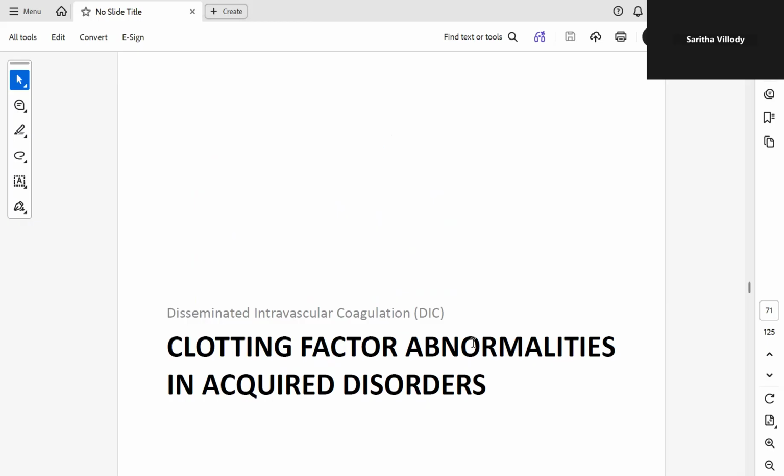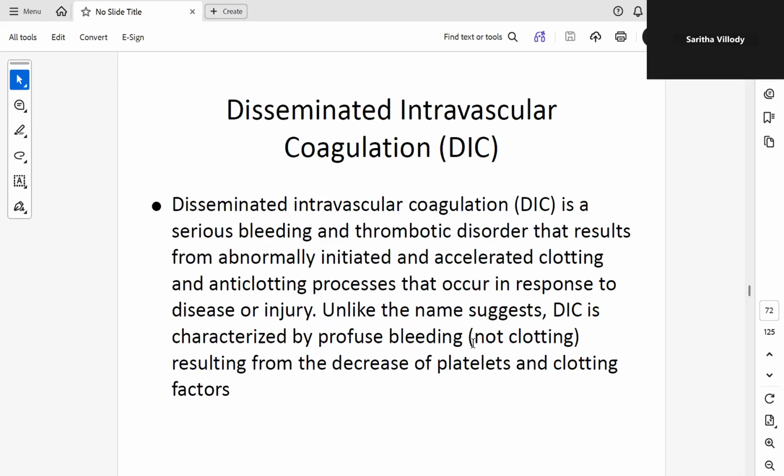Now, let's look at some of the other acquired abnormalities commonly found. One is disseminated intravascular coagulation.